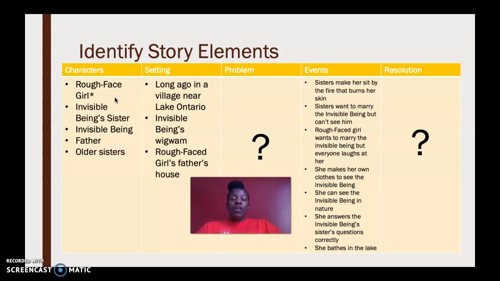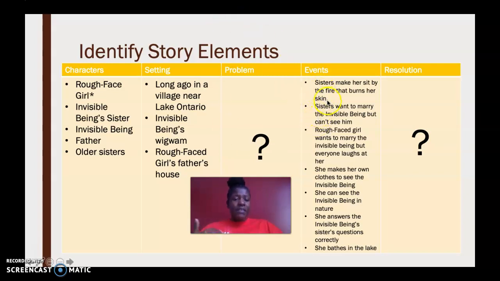The setting is long ago in a village near Lake Ontario, the invisible being's wigwam, and Rough Face Girl's father's house. I did not include the problem. That is what I want you to write, to ensure that you actually listen to our story.